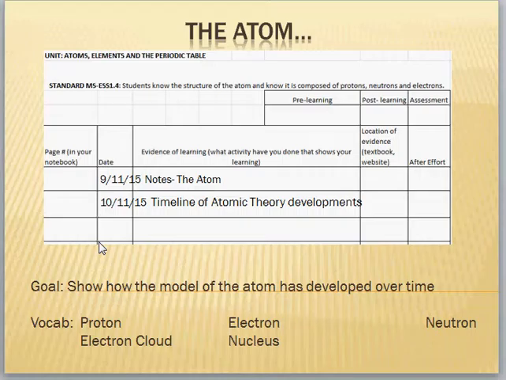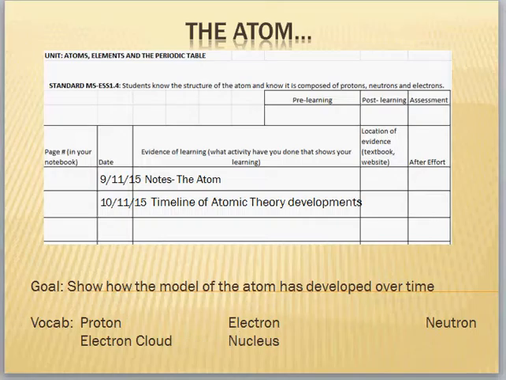On your modified goal page, you need to put today's date as well as the timeline of atomic theory developments. For the location of evidence, you're going to put either online for Google Drive, or in your textbook, or in your notebook, and you need to put a page number as well. The words that you should be writing down and doing definitions for by the end of this lesson include proton, electron, neutron, electron cloud, and nucleus.